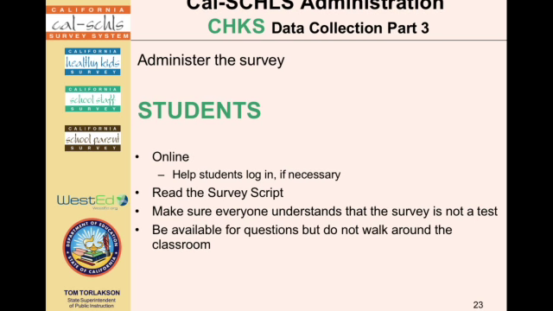Part 3 of data collection involves administering the survey to students. Again, it's online. Provide help with logging in if necessary. Please read the survey script as it is and make sure everyone understands, and really hammer this point that every student understands that the survey is not a test. Their responses are anonymous, and we want them to feel comfortable being their authentic selves. And be available for questions, but please do not walk around the room.